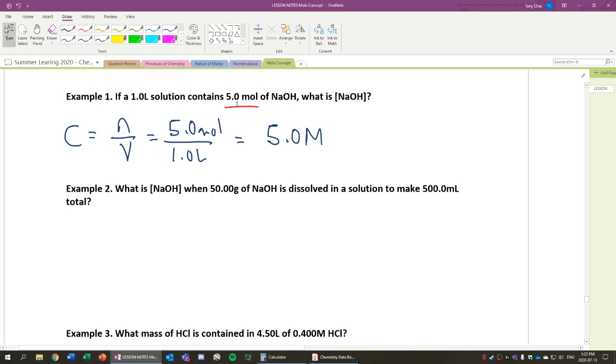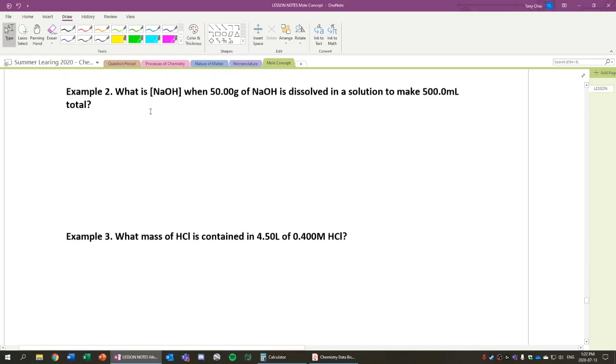Okay, but you don't always start with moles. You always have some mass and some volumes. So next thing is, what is the concentration of NaOH when you have 50 grams of NaOH and you want 500 milliliters of it? So again, C is equal to n over V. We don't have moles right now, so we've got to convert that first. We have volume, but that is in milliliters, so we've got to convert that to liters. 500 milliliters is 0.5000 liters.